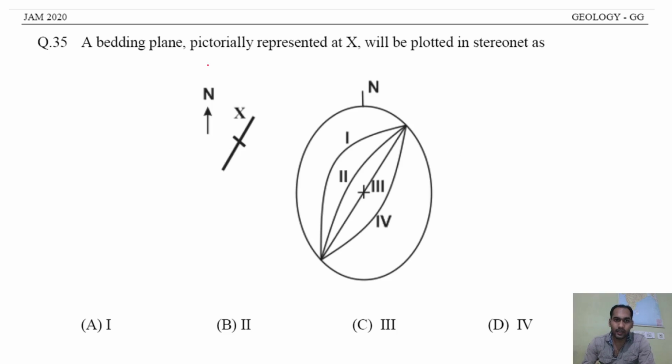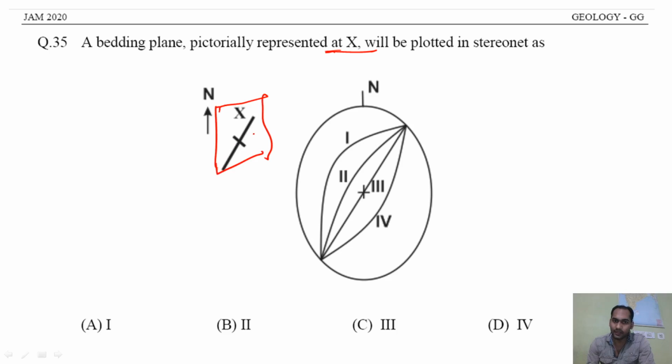So here you can see a bedding plane on a stereo plot, right? There are many great circles, number 4, number 3, number 2, number 1. So these are great circles and there is a line here, 3. So what is the question? There is a bed X.